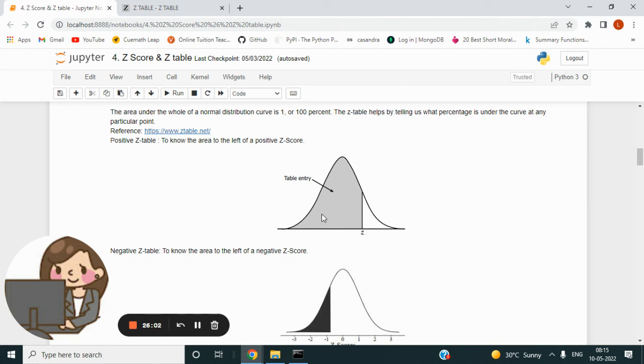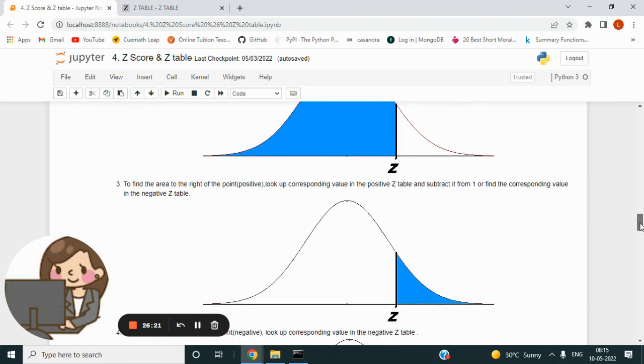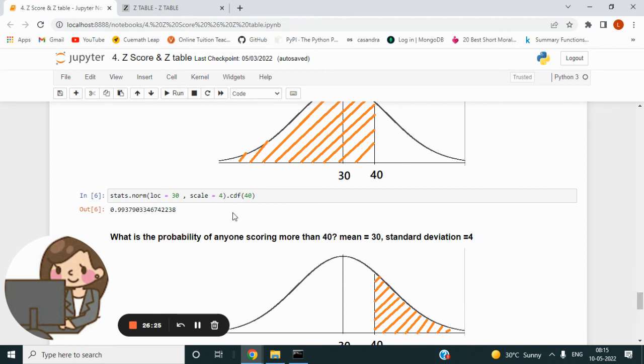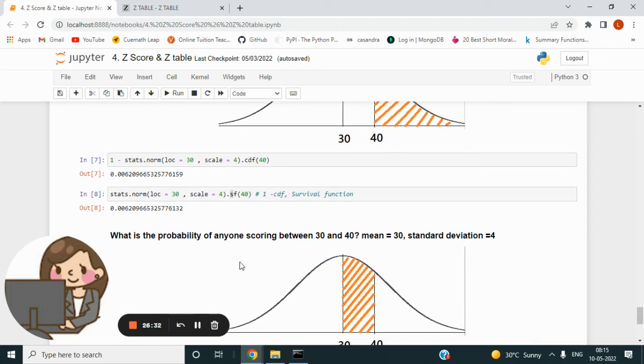Always the Z table gives you the area towards the left of the Z score. There is a positive Z table which gives you the area towards the left of the positive Z value, and there is a negative Z table which gives you the area towards the left of the negative Z value. And in the case of Python, you can use the CDF function to get the area below a particular value. You can use the SF function to get the area towards the right of a particular value.